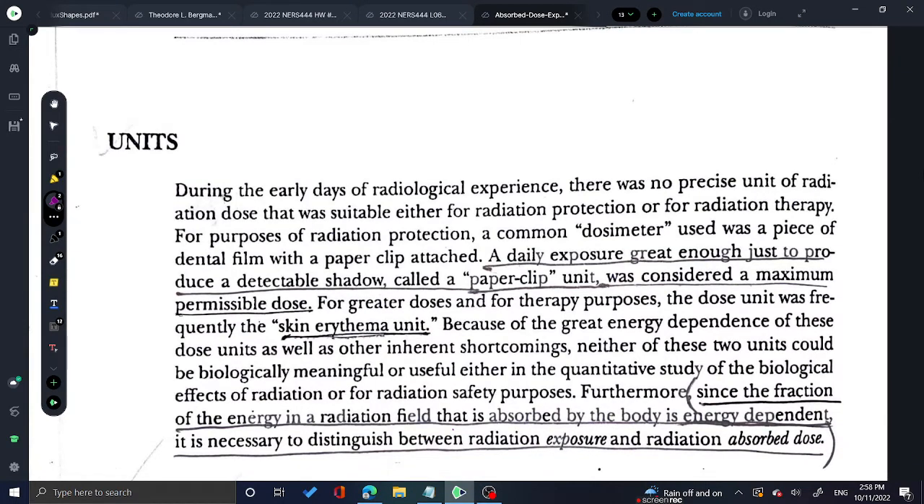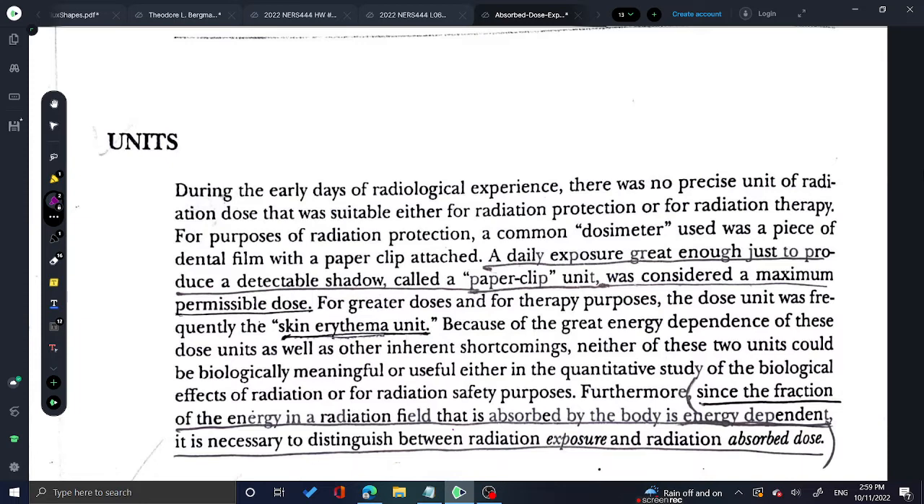So in earlier times, when there wasn't really any fixed or SI unit for radiation exposure or absorbed dose, there used to be different units. For example, the paperclip unit. So what does a paperclip unit mean? It means if you expose a paper to radiation, the amount of radiation it takes for a detectable shadow to form in the paper. So the paperclip unit was the maximum permissible radiation dose in 1 day for a person.